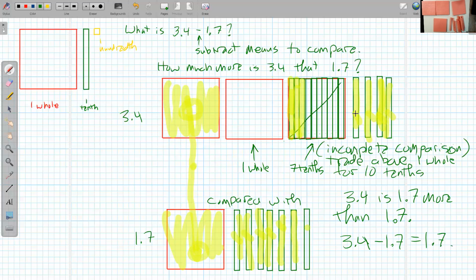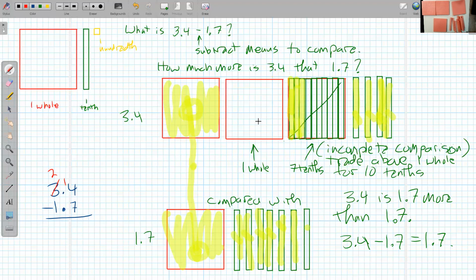So I had to do a trade in order for this to happen. Who cares about the trade? Well, the point of the trade is when we write this out in our standard algorithm, this whole picture and explanation is a model. And I try to say, what's 4 take away 7, 4/10 take away 7/10? I can't do that, right? And then we always do this thing where we cross out that 3, we make it a 2, we put a 1 right there. Why did we do that?